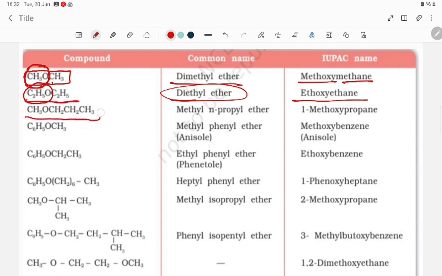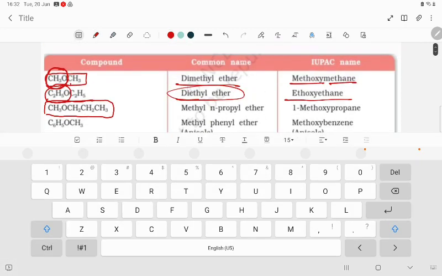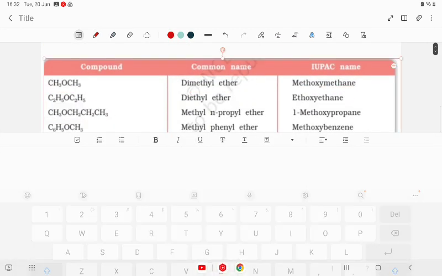Now here you see, student, this is the important one, CH3 O CH2 CH3. Let me tell you, student, how you will be able to write this one.